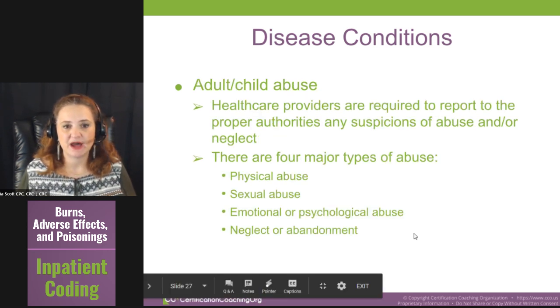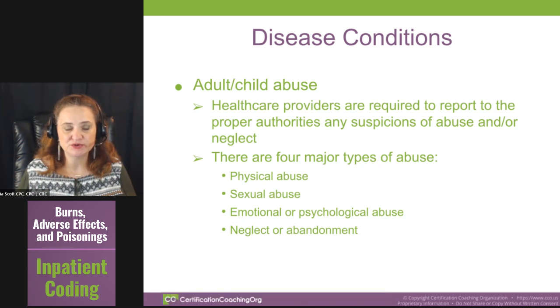We talked about adult and child abuse. This stuff is statistically captured, and providers are required to report abuse. So the major types are physical abuse, somebody punched somebody else in the nose, sexual abuse, emotional and psychological abuse, which can be overlooked a lot, neglect or abandonment. This happens with children, but it happens a lot with the elderly.